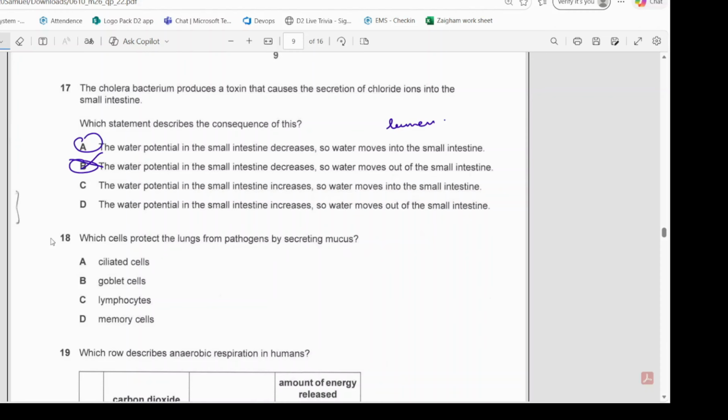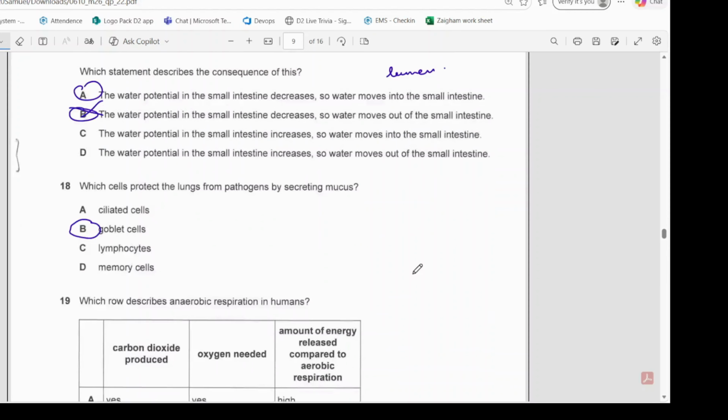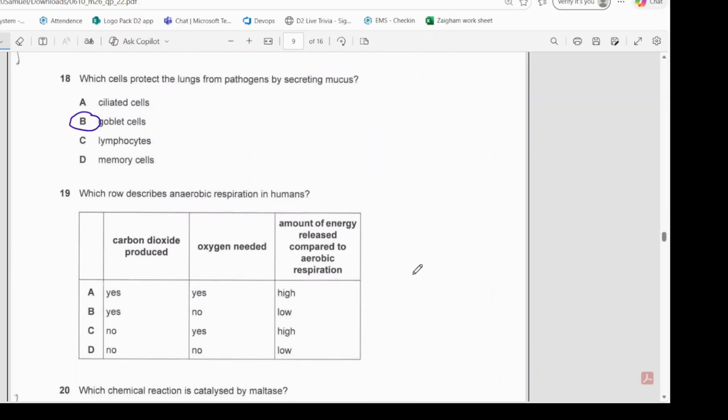Which cell protects the lungs from pathogens by secreting mucus? Easy one. Goblet cells. Okay. Which one describes anaerobic respiration in humans? In humans, it takes place in muscles, and lactic acid is produced as a result. Is carbon dioxide produced? No. Oxygen needed? No. The amount of energy released compared to aerobic respiration is low. So the answer is D.